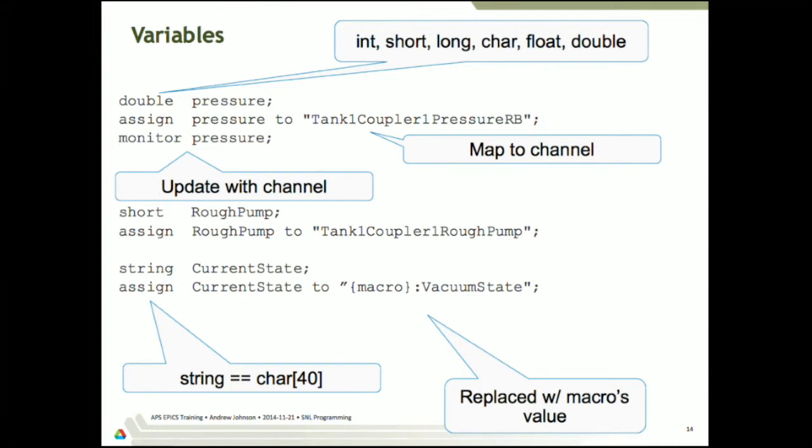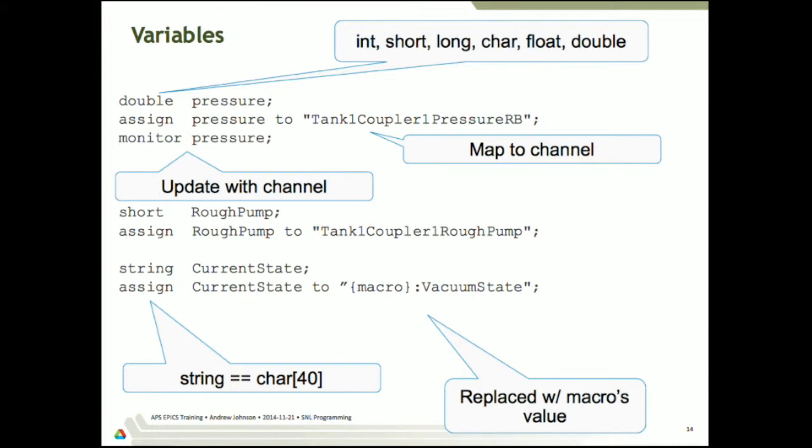After the options, we put any variable declarations, and we have the usual sets of types: int, short, long, floats and doubles, and so on. So we declare those. This is very C-like as the first line. The second line, we're assigning a value.